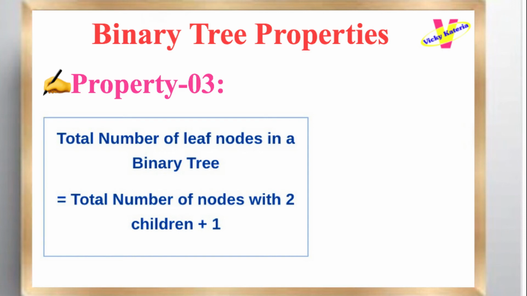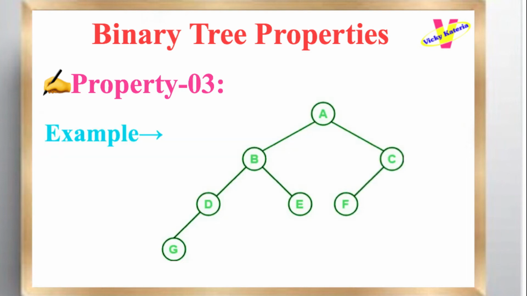Property 3. Total number of leaf nodes in a binary tree equals total number of nodes with 2 children plus 1. Example: consider the following binary tree. Here, number of leaf nodes equals 3. Number of nodes with 2 children equals 2. Clearly, number of leaf nodes is 1 greater than number of nodes with 2 children. This verifies the above relation.